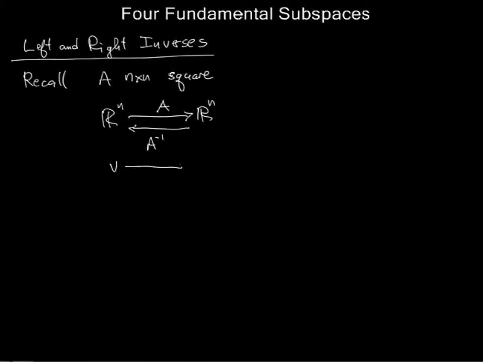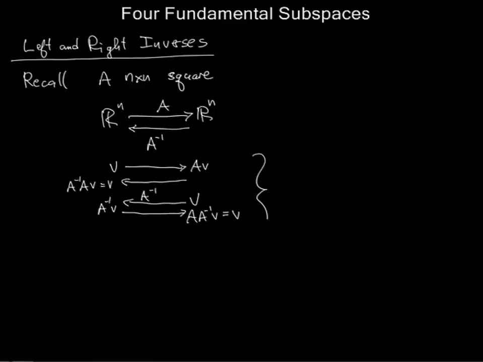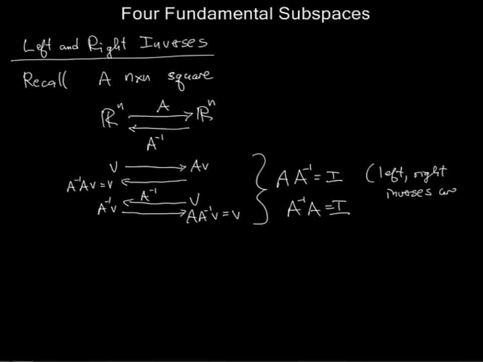And it satisfies: if you take a vector V and go this way and send it to AV and then come back by applying A inverse, you get V again. And going the other way, if you start by applying A inverse and then apply A, it takes V to itself. That is to say, A times A inverse is the identity, and A inverse A is the identity. And those are the left and right inverses of this square matrix, and they're equal. And everything here is square, n by n.